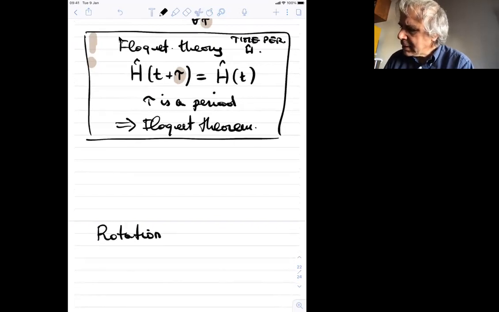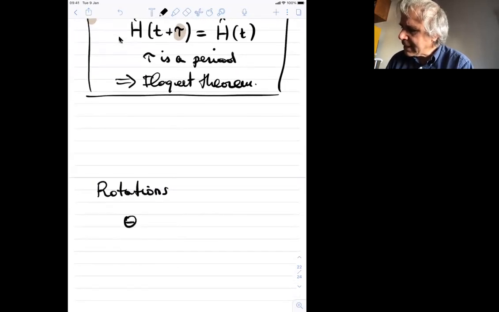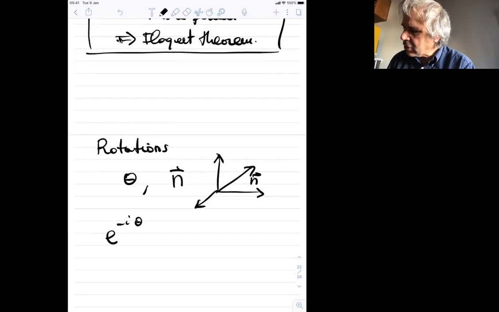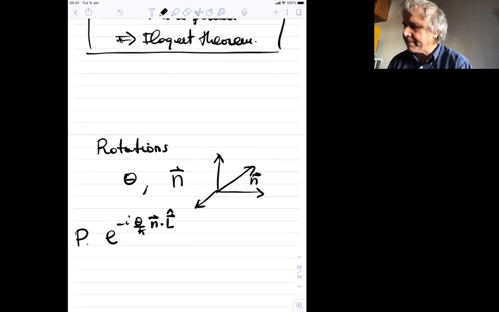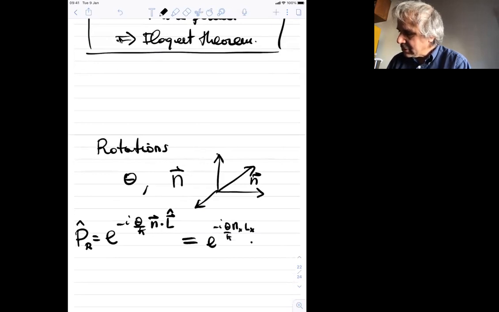I told you that if I have a rotation by an angle theta around an axis n, then e to the minus i theta over h bar n dot L is the operator associated to this rotation. Now, one thing that you should not think is that this is equal to e to the minus i theta n_x L_x over h bar times e to the minus i theta n_y L_y over h bar times e to the minus i theta n_z L_z over h bar.